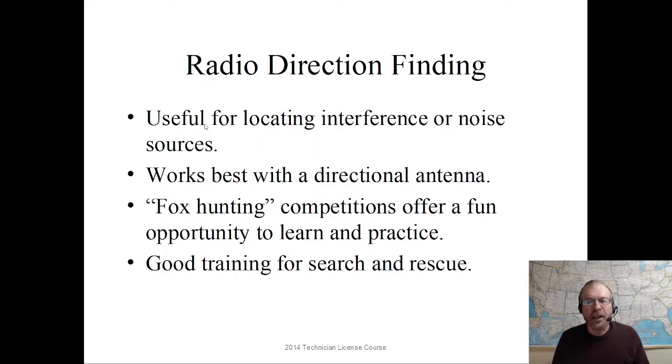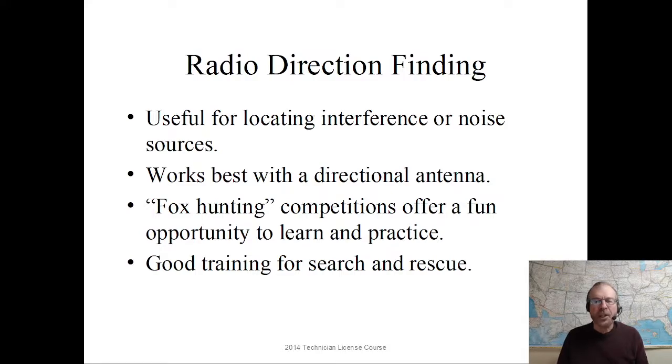Radio direction finding is also fun and useful. It's useful for locating noise and interference sources, and it works best if you have some kind of a directional antenna that you can turn one way or the other. For VHF, this can be a little handheld antenna, a beam antenna, or for HF work, it can be an antenna mounted on a post with a rotator.